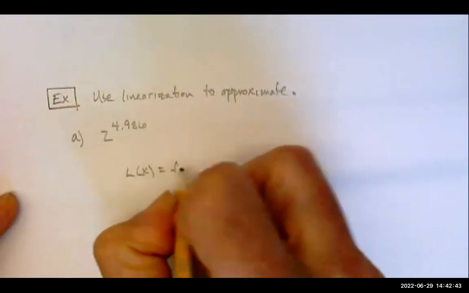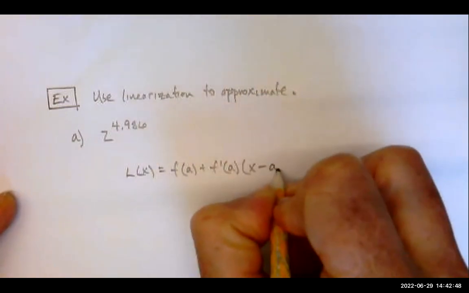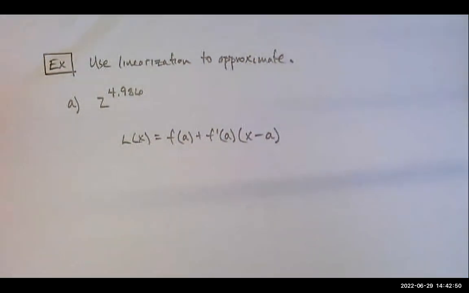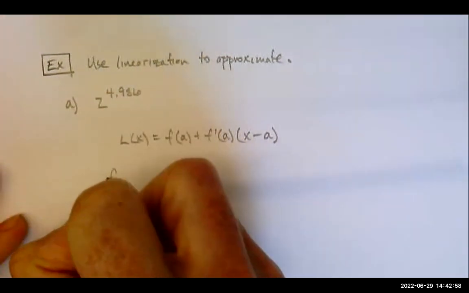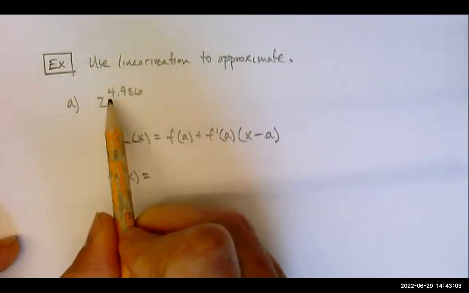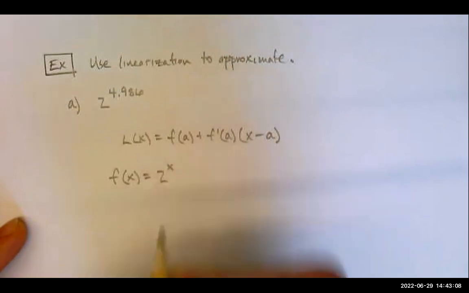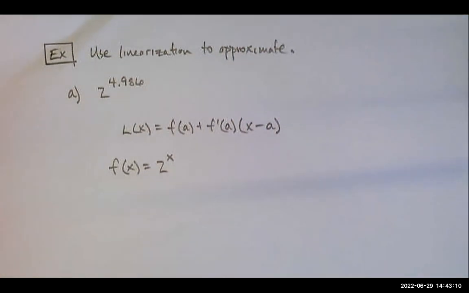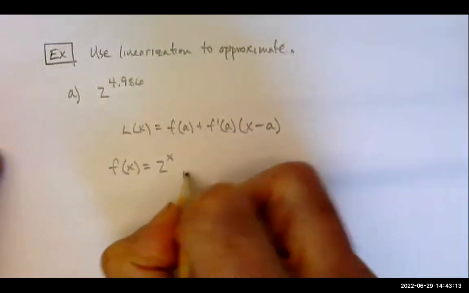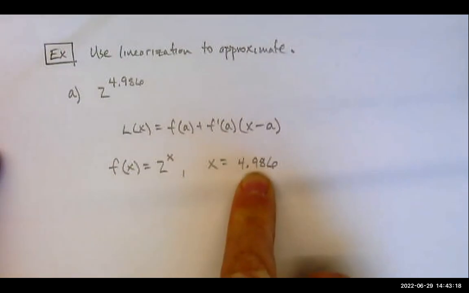we want this. Copy our formula over again. And we've got to figure out, all right, well, what will the function be, f of x? Then what is the x value and what is the a? What should we take as our function? Think 2 raised to the 4.986. We're going to take our function to be 2 to the x, where, of course, x will equal the 4.986. This gets plugged in at the very end.